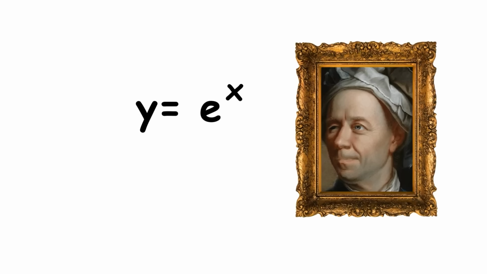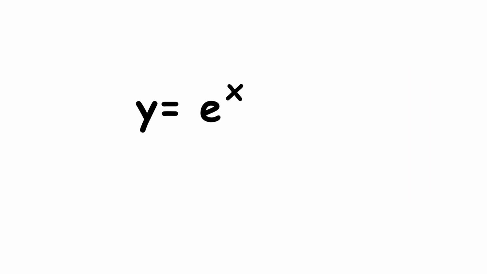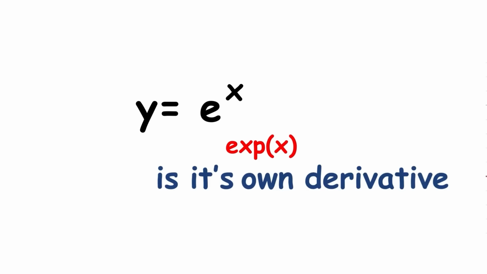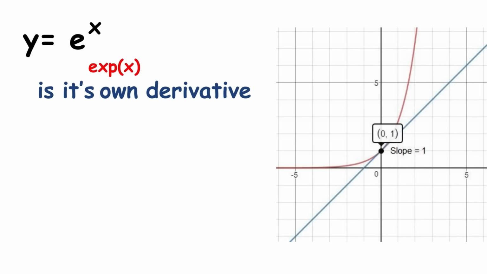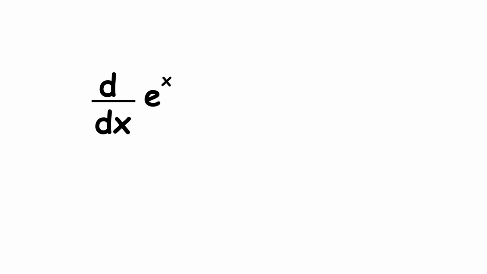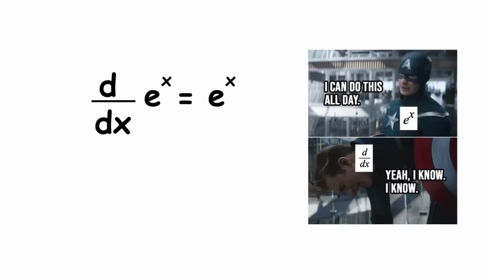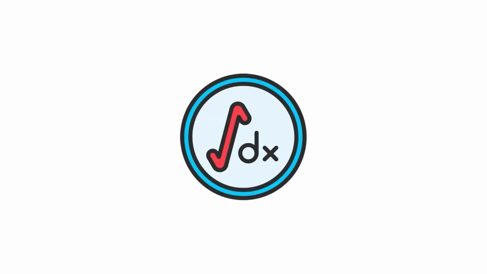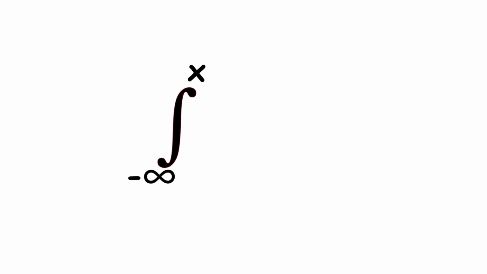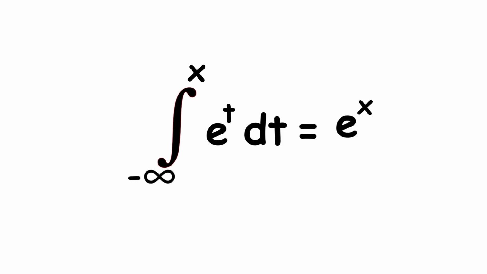In calculus, the most important exponential function is y equals e to the x power, where e is Euler's number. Y equals e to the x power, also denoted by exp x, is its own derivative. The rate of change at each point is the same as the value of the function at that point. d/dx of e to the x equals e to the x. Due to this, it is also its own antiderivative, so it can be obtained by integrating itself. The integral from negative infinity to x of e to the t power dt equals e to the x power.